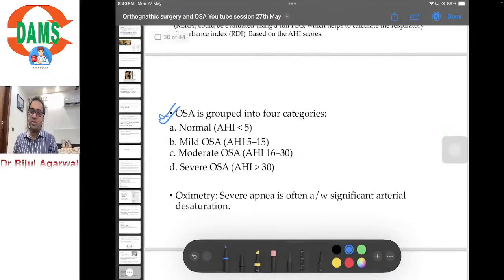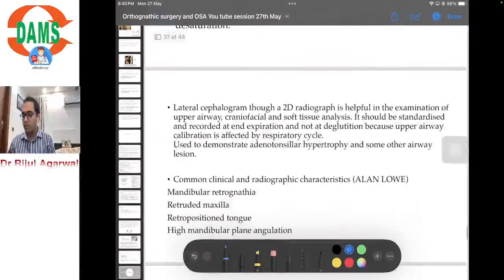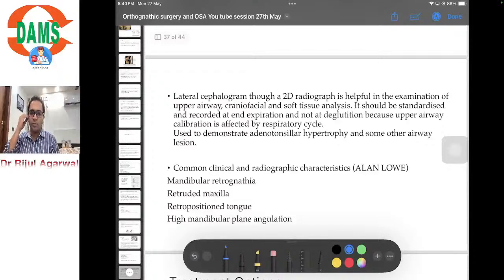Next is oximetry, which we all remember. Approximately 2 years back, every household had a pulse oximeter, which measures the oxygen desaturation, or the oxygen level in the blood capillaries. If it's reduced, okay, this is an at-home diagnostic tool which is now available in most of our households. Next is the lateral cephalogram.